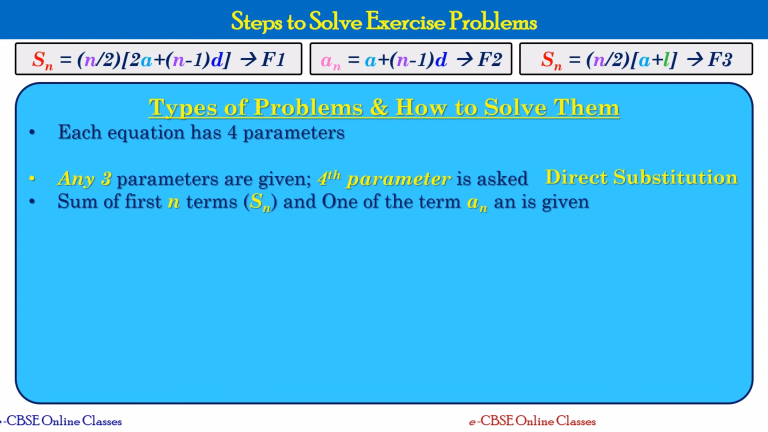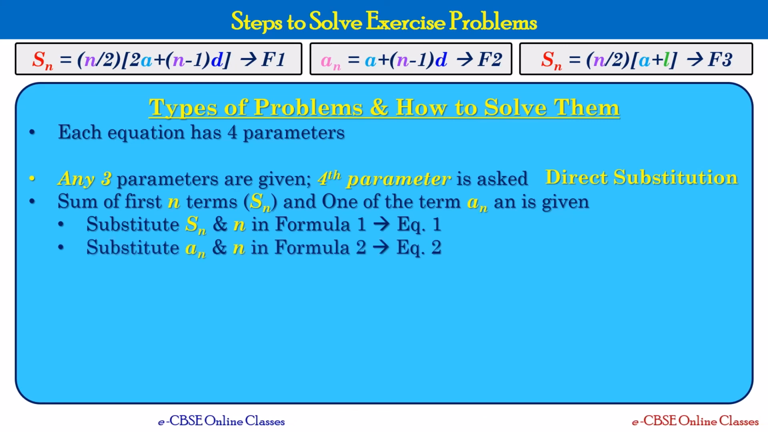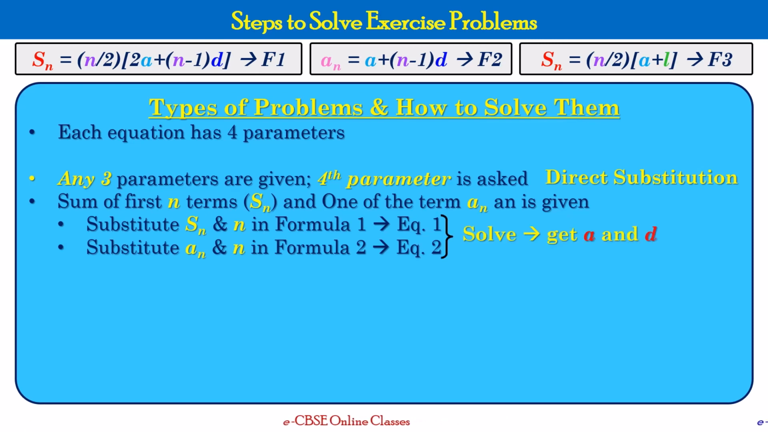The next problem is like sum of the first n terms Sn and one of the terms an is given, correct? Then what do you do? Substitute the values of Sn and n in formula 1, let's call it equation 1. That equation 1 will have a and d as the unknowns. Again, substitute an and n in the formula 2 here. That gives you equation 2. Again, another equation with unknowns a and d. When you solve these two equations together, you will get the values of a and d.